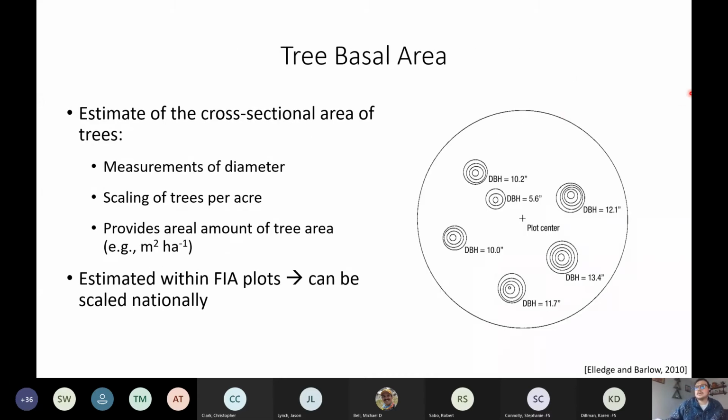So Linda was mentioning basal area. There's an estimate of the cross-sectional area of trees that can be made within these plots using the ground measurements. So basal area is measured by going up 4.5 feet above the ground and taking a diameter measurement. And then there's a scaling factor that's applied of trees per acre. So then you can get an amount of trees in meters squared per hectare. So it gives you an estimate of the amount of trees within a given area. So this is done on the plot level, but then it can be scaled nationally. And what this tells you is the estimated area of a tree within a larger area.